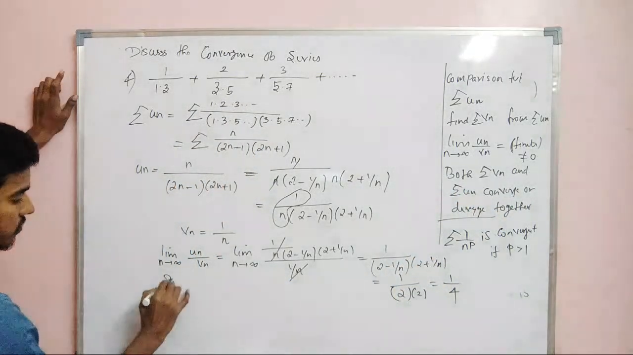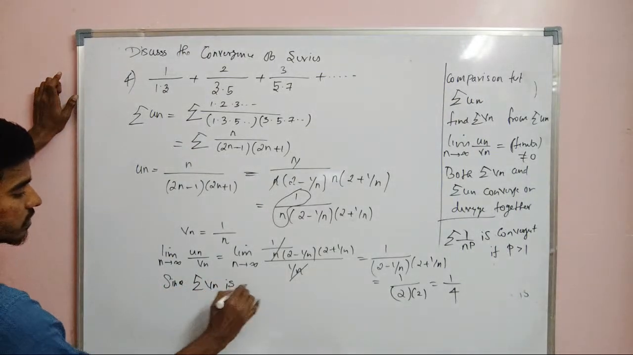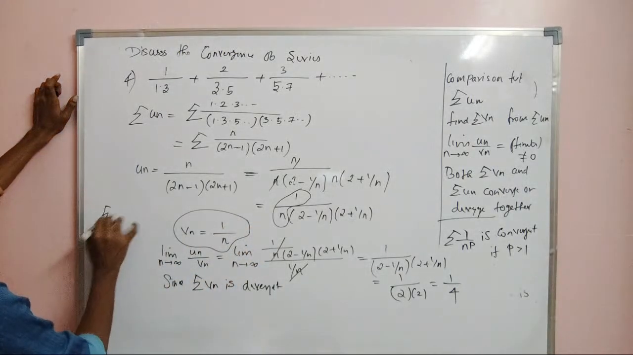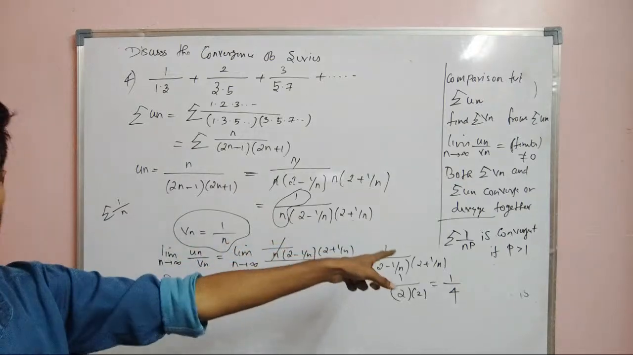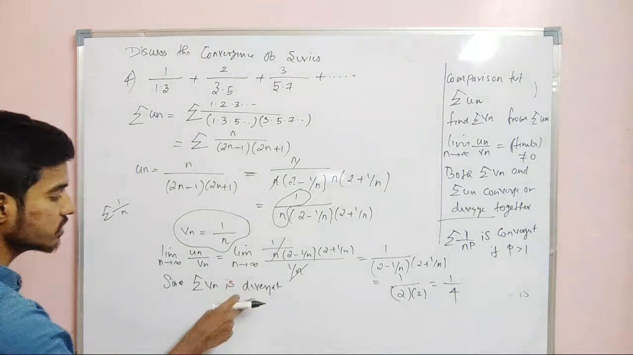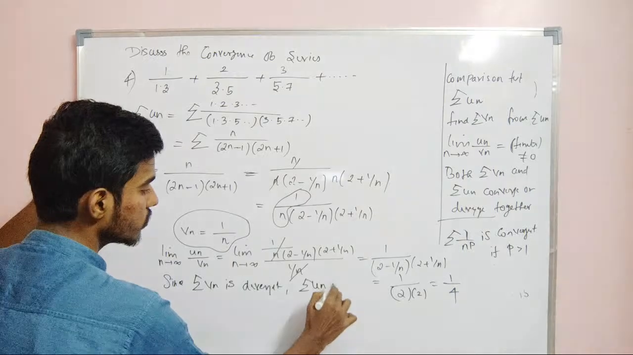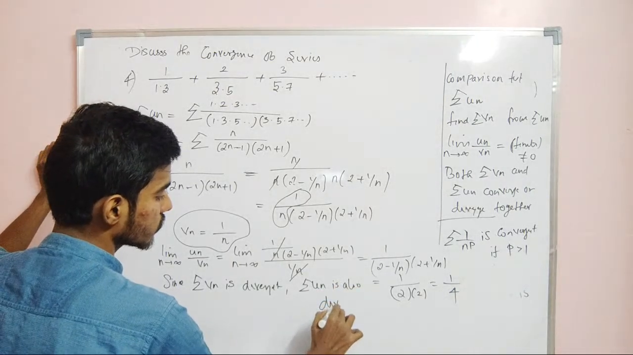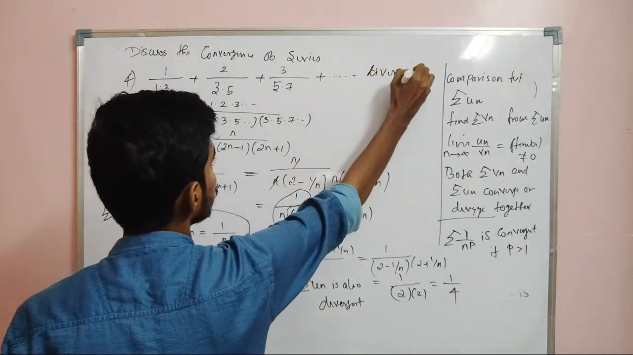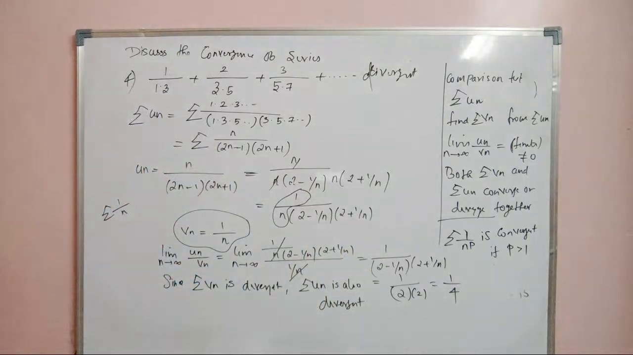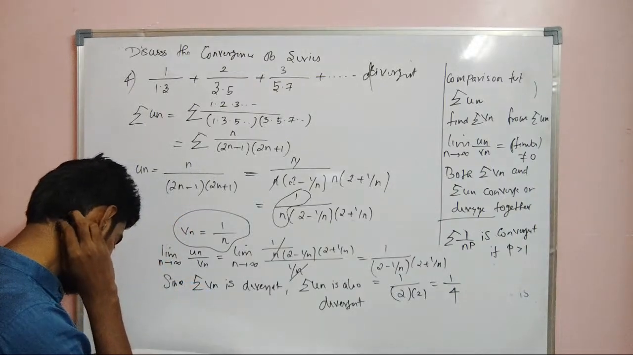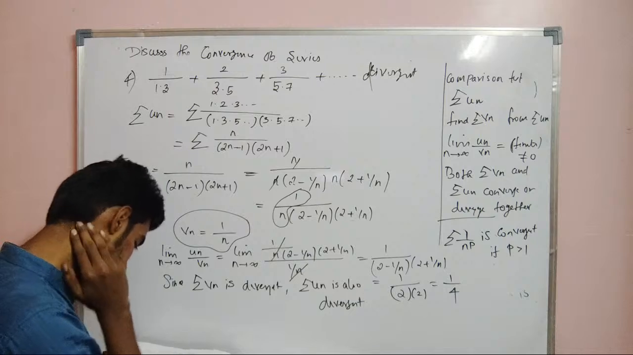Now since summation vn is divergent, why? Because you can see our vn is 1 by n and summation vn is 1 by n, and this is divergent because this will be convergent if p is strictly greater than 1. Here p is equal to 1, therefore this is divergent. So since this is divergent, therefore summation un is also divergent, right? So therefore this series is divergent. So depending upon the nature of vn, we can predict the nature of un.